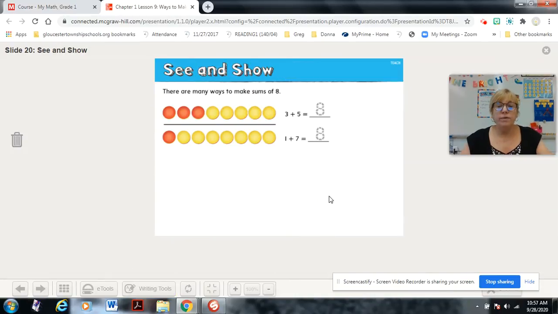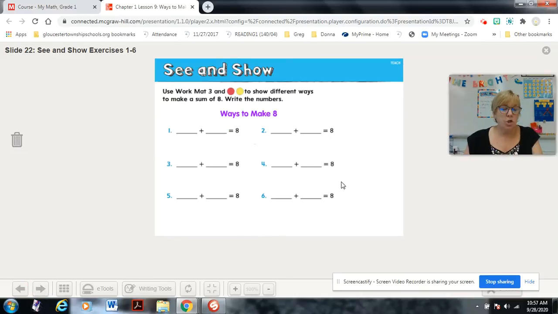All right. Now with the see and show, just like with the numbers 4 and 5, 6 and 7, there are many ways to make the sums of 8. Okay. So here they go. Remember, the red is the number 3, and then 5 is yellow, 8. But now look at that. They turned over the red to the yellow side. And now you can tell, even just by looking, they did not add any other counters to this. But there's only 1 red this time, and now there's 7 yellow. And the sum is still the same.